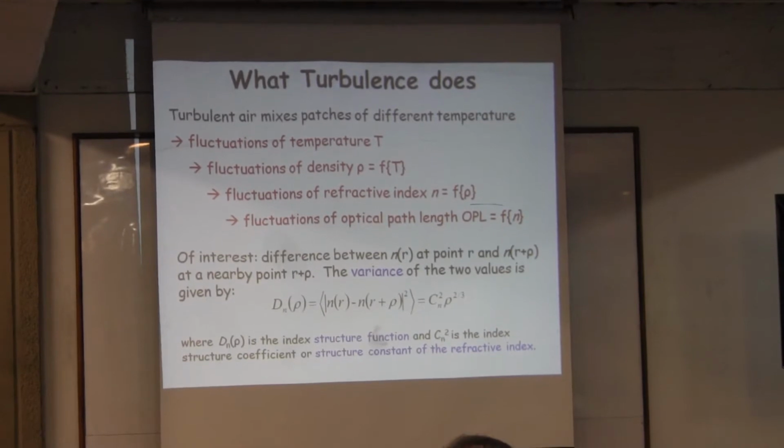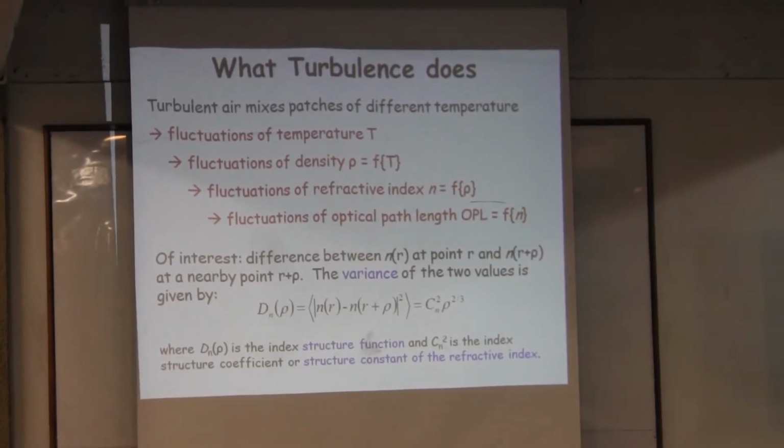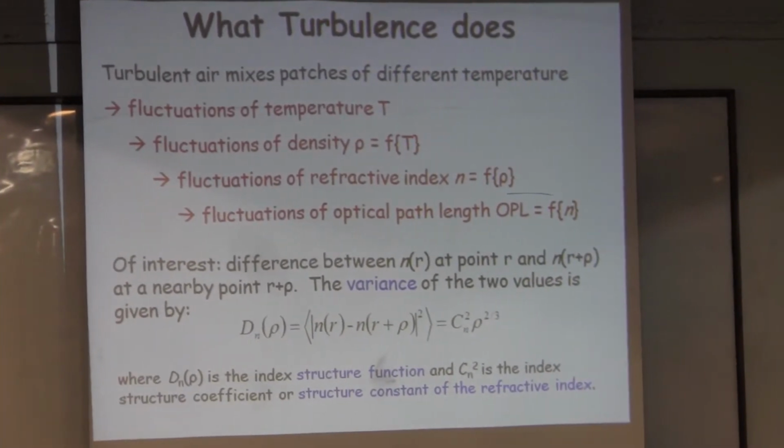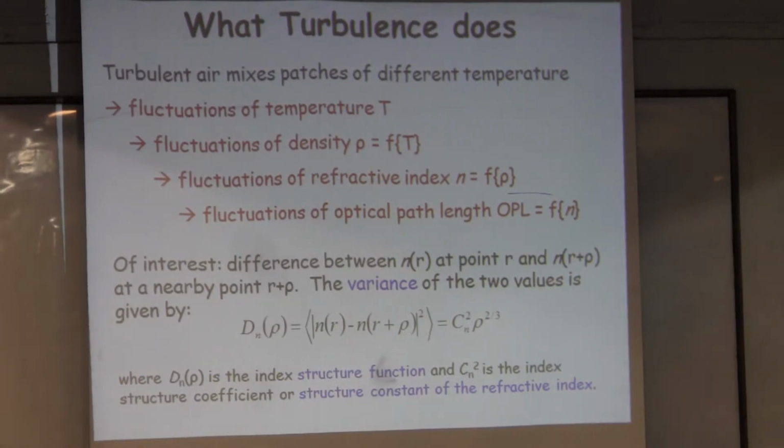So again, what the turbulence actually does, in principle, if the air were either transparent or had a constant refractive index, it wouldn't matter. But what's happening is that our turbulence mixes the air, and it mixes patches of different temperature. Right? It's not talking about many degrees, but there are tiny differences in temperature between the air here and there. It's never in perfect equilibrium. So you have fluctuations in the temperature, and because of that, you have fluctuations in the density. Simply because the density is a function of the temperature.